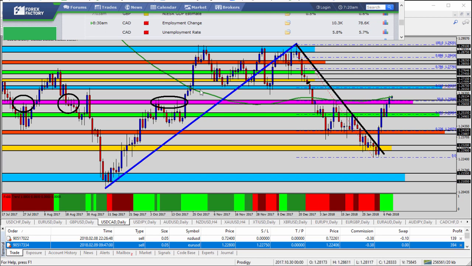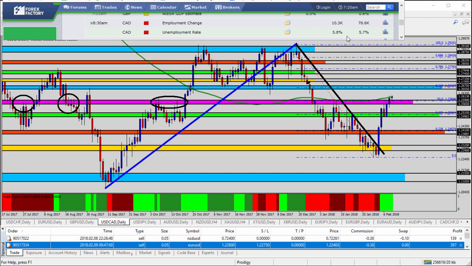If you look up here at the top of my screen, 8:30 a.m. Eastern U.S. time, we have employment change and unemployment rate out of Canada. Forecast is 10.3 thousand for employment change, 5.8% for unemployment rate. That's a rise from 5.7%.